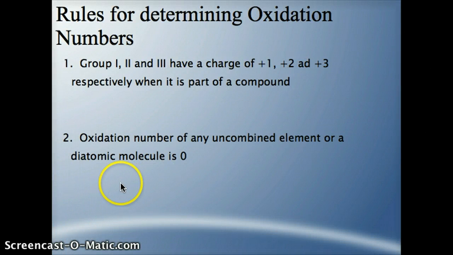Rule number 2 is that the oxidation state of any uncombined element or a diatomic molecule is 0. So for example, in a reaction, if you see iron, well, it's unreacted by itself, it's neutral, so the oxidation state is going to be 0. If I have something like Cl2, it's diatomic, oxidation state is going to be 0. So any element that's not combined with another one, the charge or the oxidation state is going to be 0.